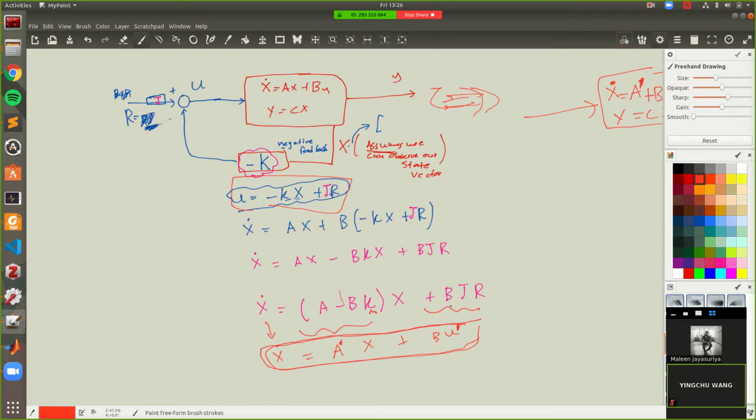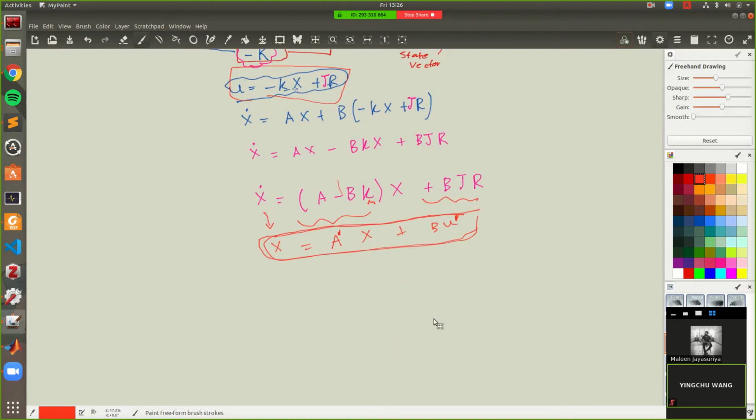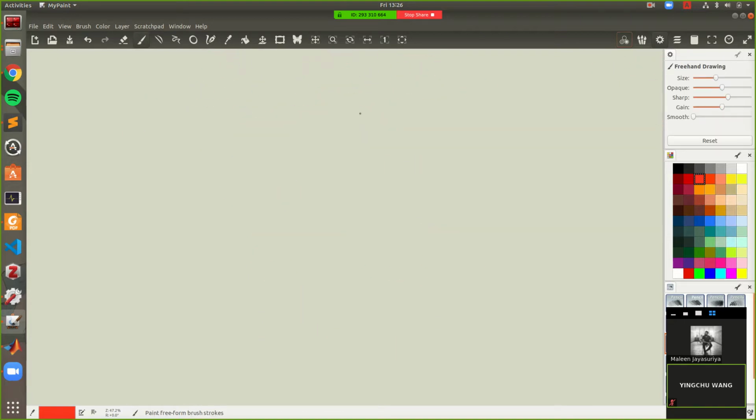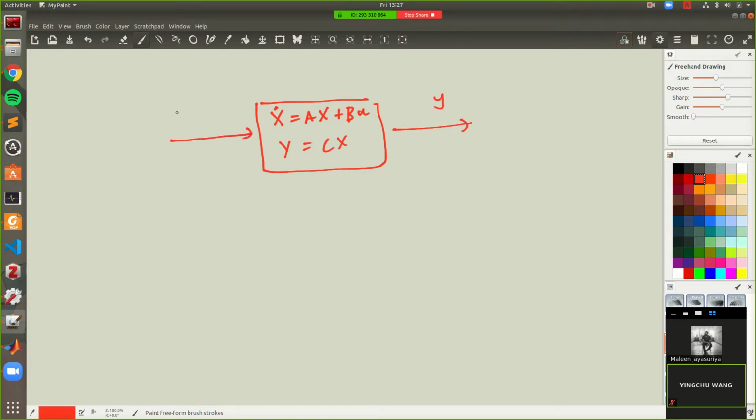Okay. Shall I quickly re-explain it? Because I think I did a bad job explaining it. Okay. So you have an open loop system, right? That you want to control. So what is an open loop system? It looks like this. Sorry, you have your state space model, like this, right? So this is an open loop system.